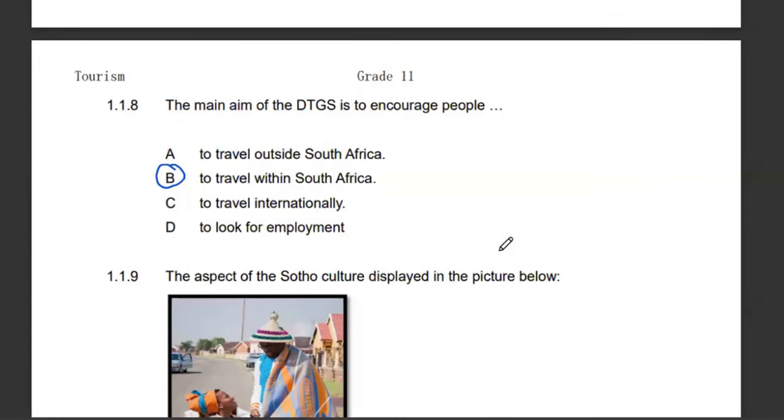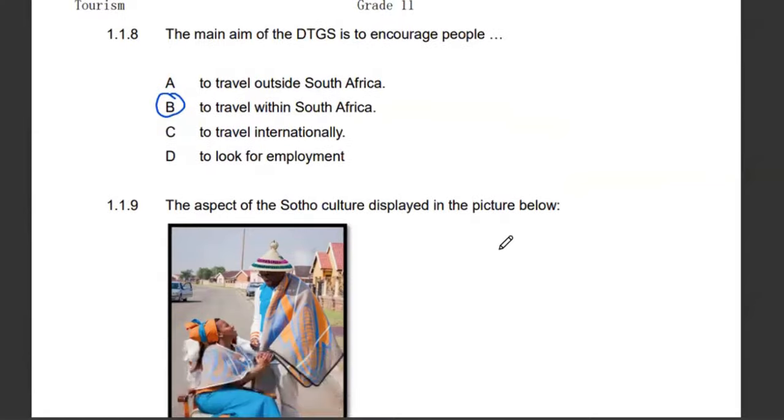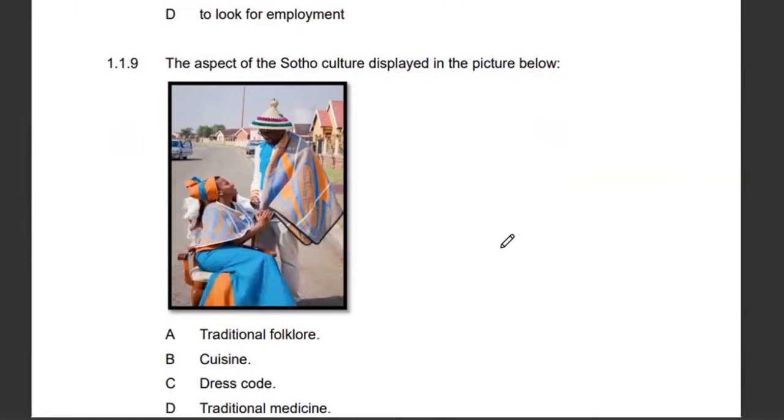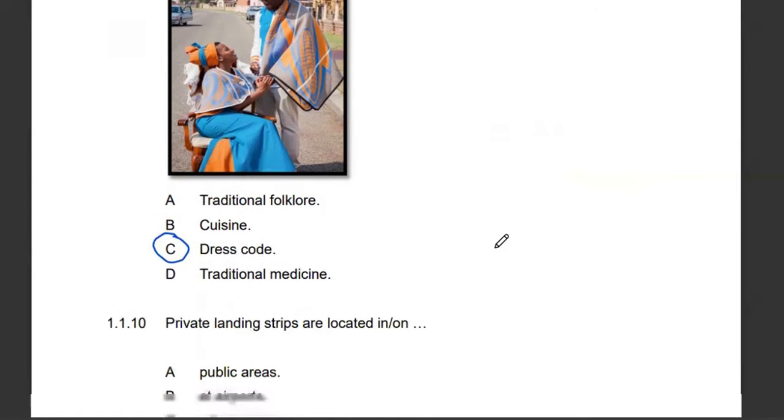That is the aim of the DTGS. Then the aspect of Sotho culture displayed in the picture below. If you look at this picture, we can see that this gentleman who is on the right-hand side is wearing a Sotho hat. Then in addition to that, he is also having a blanket. Then the same applies to the lady who is also putting on a Sotho dress. So this is an example of dress code. So this aspect of culture is known as the dress code.